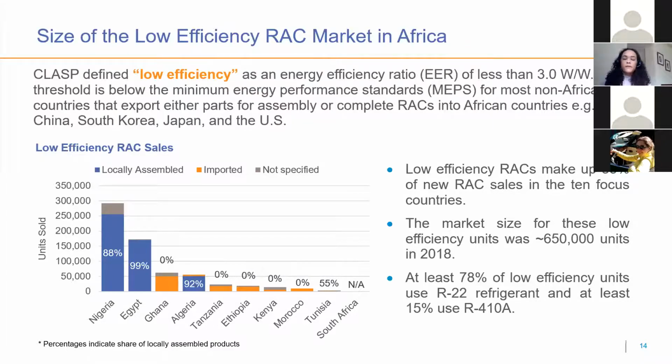As you can see from the figure on the left, the largest markets for these low efficiency room ACs are Nigeria and Egypt, followed by Ghana and Algeria. Some markets lean heavily towards imports, such as Ghana and Tanzania, while some other markets lean more towards locally assembled products, and that's what we see in Nigeria, Egypt, and Algeria.